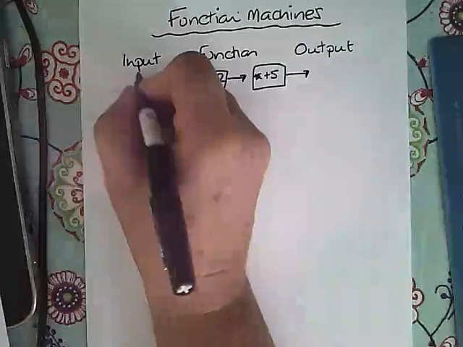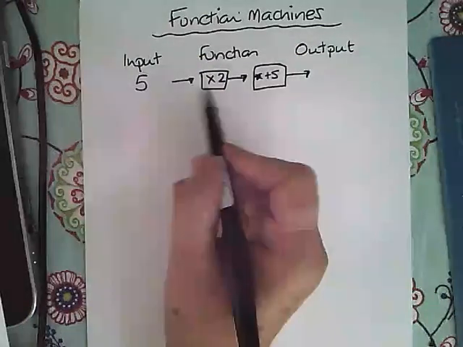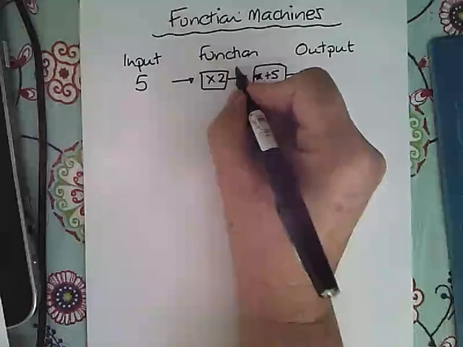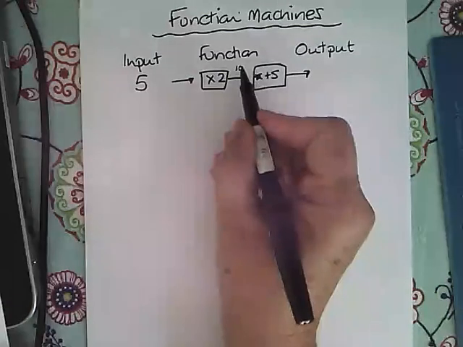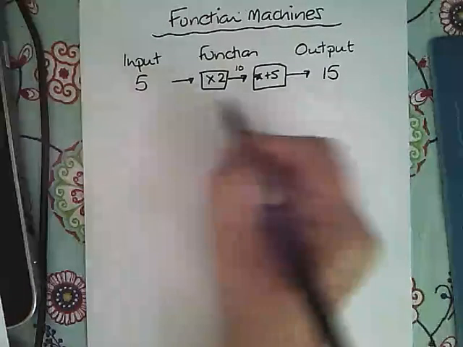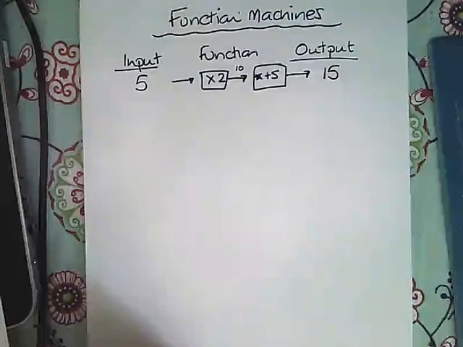So I'm going to put 5 into this function machine. Working our way along, 5 times 2 is 10. Some of you may find it useful to write the 10 here, just to remind you, and then you don't have to keep it in your head. And then we're going to do 10 add 5, which is 15. So for this function machine, if we have an input of 5, then we will get 15 as the output.